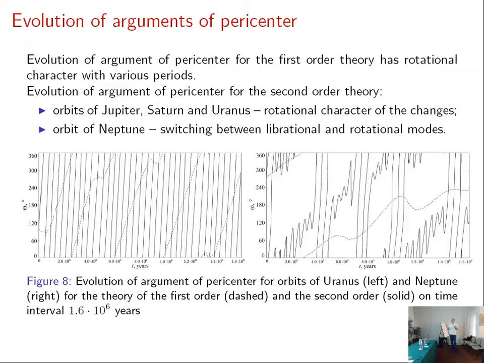In the first order theory, argument of pericenter has rotational mode, and in the second order theory, argument of pericenter switches between librational and rotational modes.